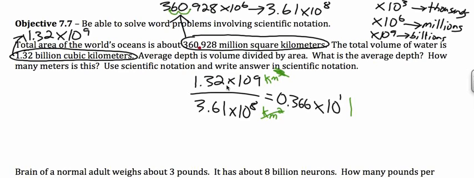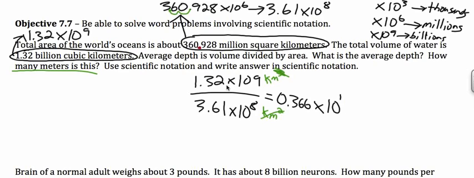So that's what our units are. Our units are kilometers. So are we done? Hopefully you said no. We're not done for two reasons. One, our answer's not in scientific notation, and more importantly, we want to know how many meters that is. Okay, so if we want to convert kilometers to meters, what do we have to do?